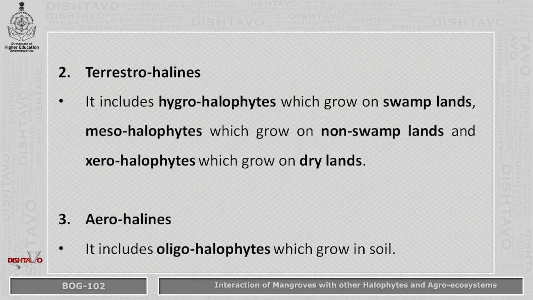The next is the terrestrohalines. It includes hygrohalophytes, mesohalophytes and xerohalophytes, in which the hygrohalophytes are the halophytes which grow on swamplands. Mesohalophytes are the halophytes which grow on non-swamplands, and xerohalophytes are the halophytes which grow on dry lands. The third is the aerohalines. It includes oligohalophytes which grow in soil.